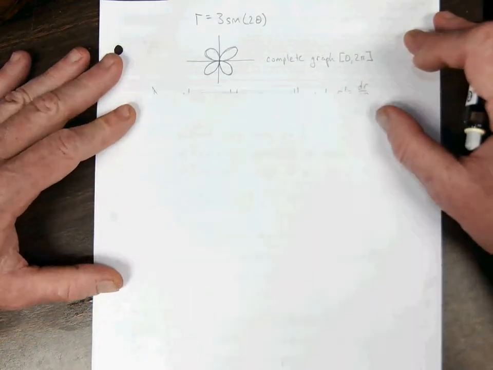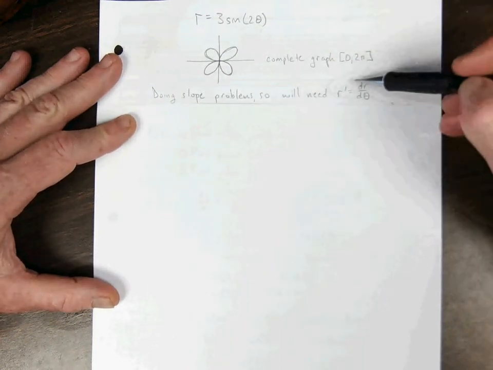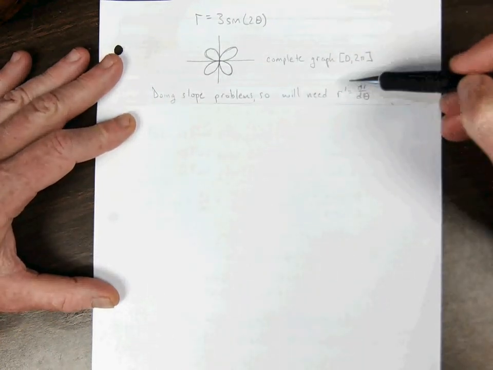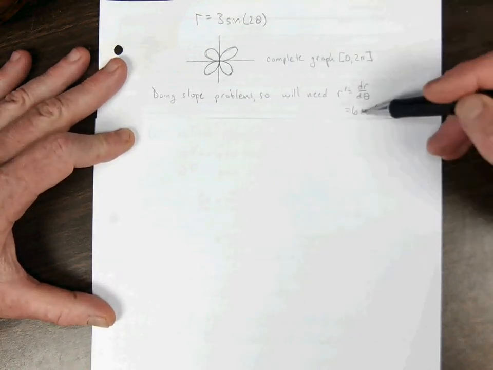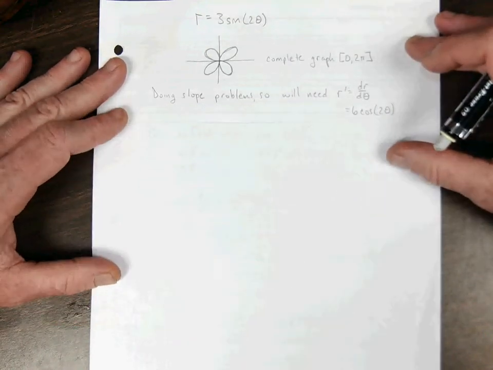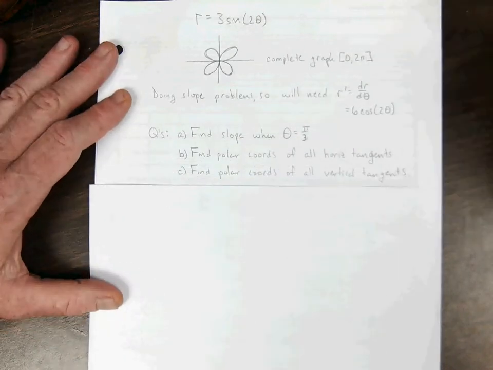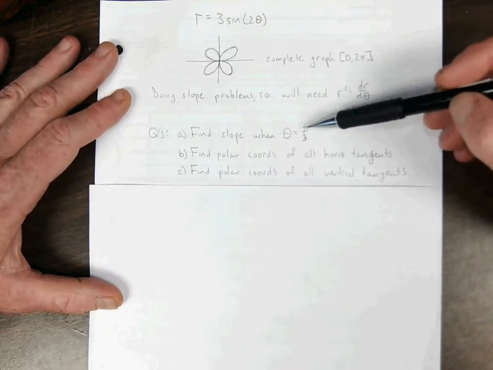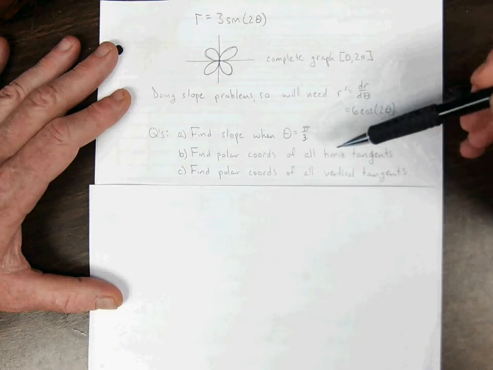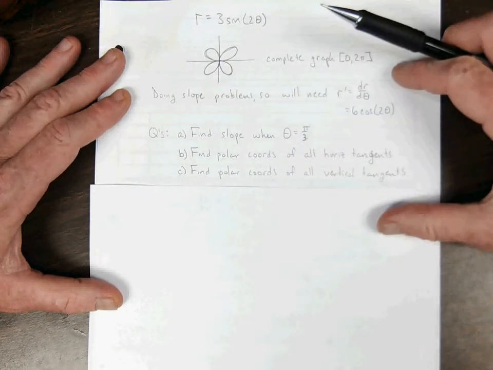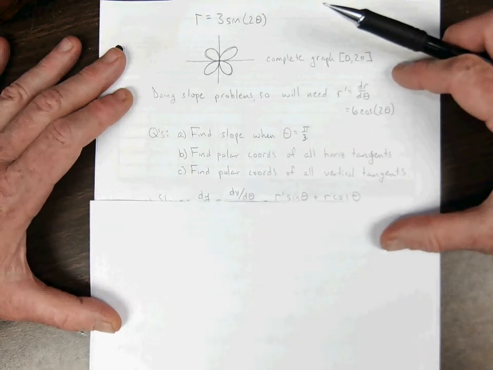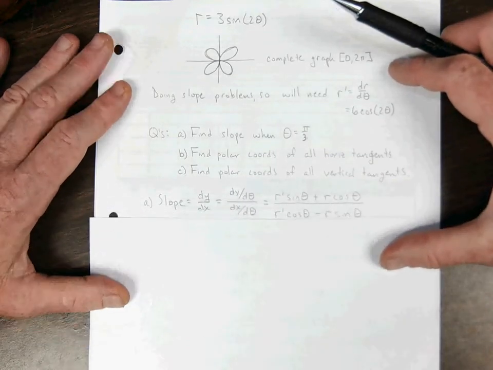Now we're going to be doing calculus on this thing, so we are going to need the r derivative with respect to theta, and so you can just compute that real quick. It's 6 cosine 2 theta. All right, so here are the three things we're going to do. We're going to find the slope of the tangent line when theta is pi over 3. We're going to find the polar coordinates of all the horizontal tangents and find the polar coordinates of the vertical tangents. All right, so we get started on part A.